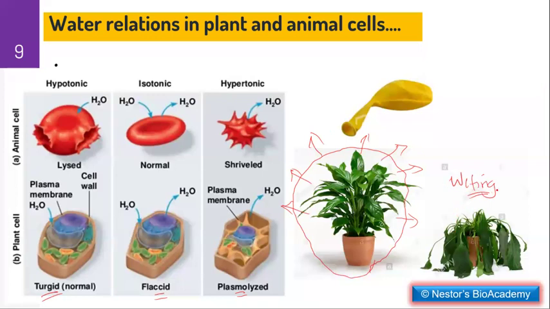So wilting is a phenomenon that occurs when a plant loses more water than it is absorbing. So the plant cells become plasmolyzed and they lose that turgidity. So the leaves and the shoots of the plant tend to droop. Remember, we can liken this scenario to a balloon.